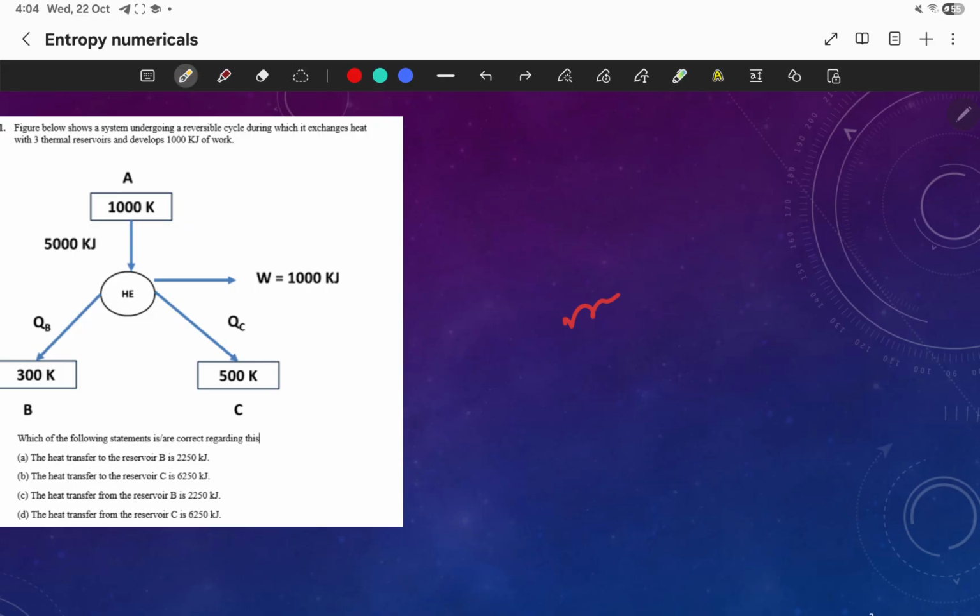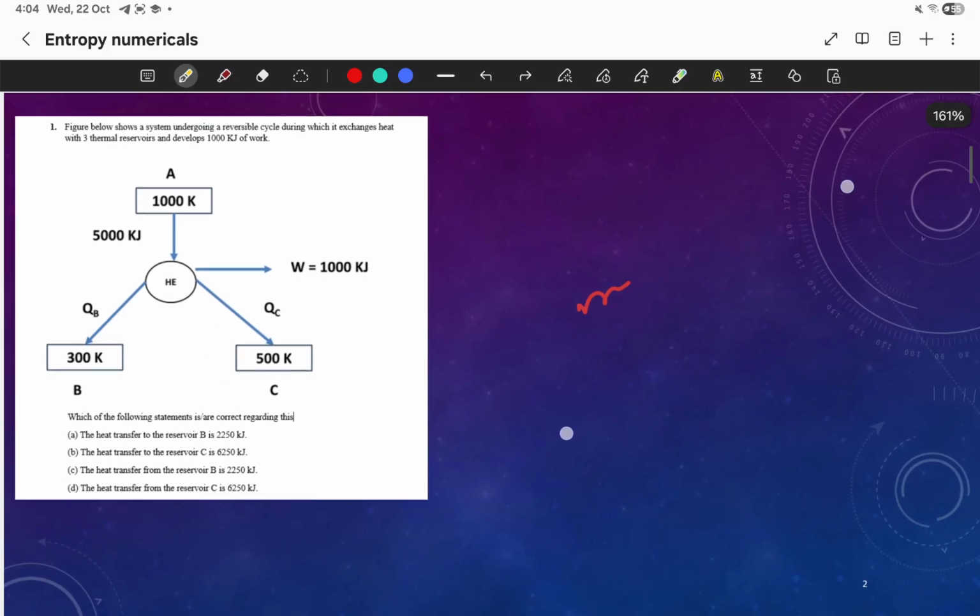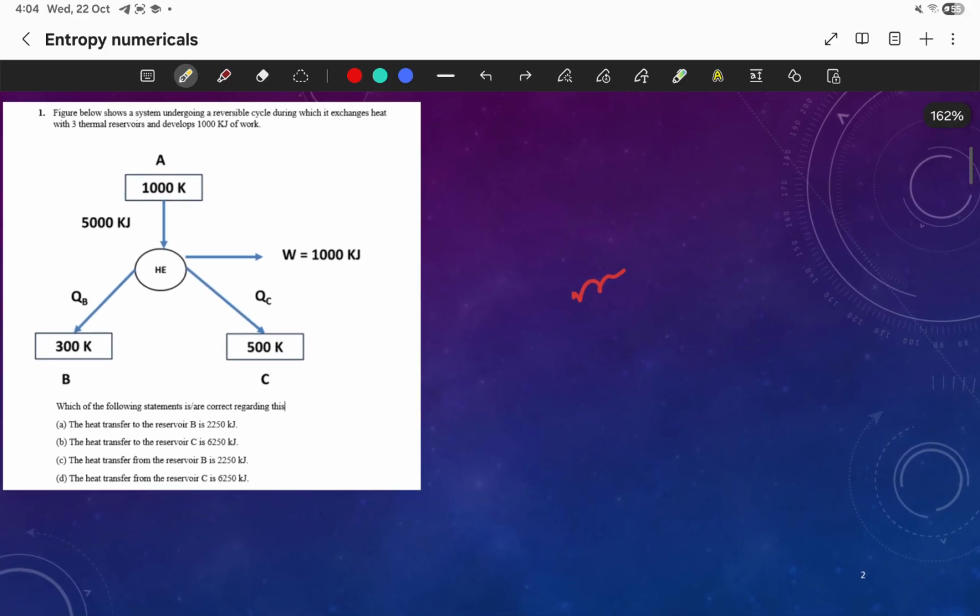Okay, let's try to solve question number 1. Question number 1: the figure below shows a system. Actually I think this is from the second law of thermodynamics, but let's try to solve it. The figure shows a system undergoing a reversible cycle during which it exchanges heat with 3 thermal reservoirs and develops 1000 kilojoules of work. It asks which of the following statements are correct.